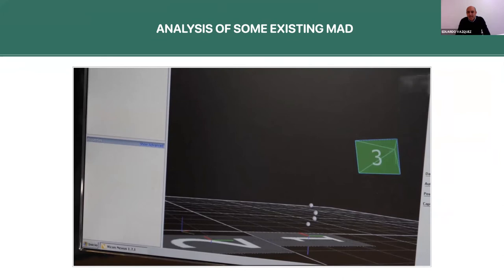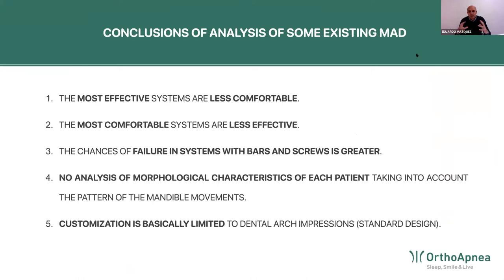At the end of the analysis, basically what we saw is that the most effective systems were the least comfortable because they really limited the degree of mandibular opening, and sometimes this really increased the discomfort for the patient. The most comfortable systems, the ones that allowed a wider range of mandibular movements, were the least effective, basically in some cases because of this degree of mandibular retrusion.